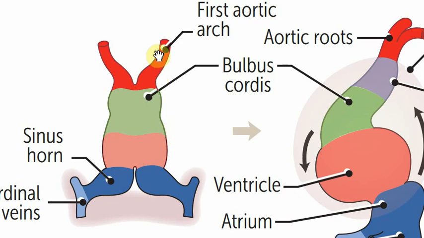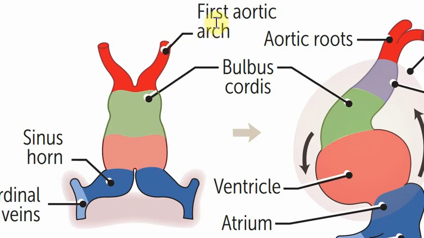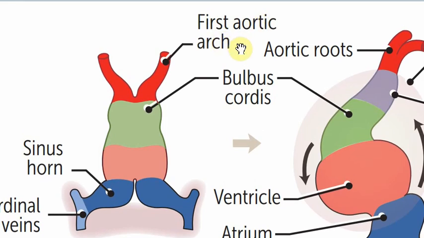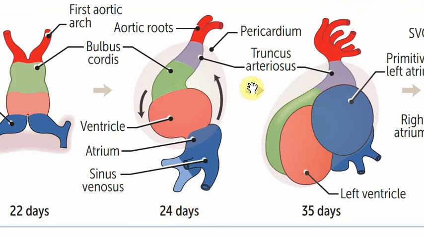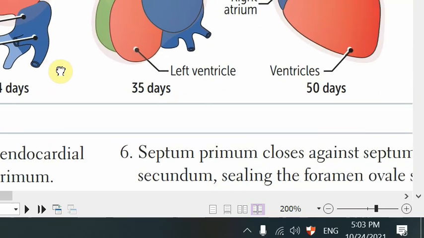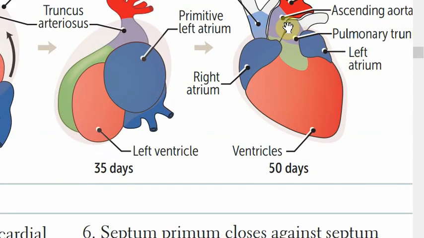And lastly, we have the first aortic arch. Okay, and you can see on 24 days, we have the formation of the truncus arteriosus, which will make both your pulmonary trunk and your initial ascending aorta.